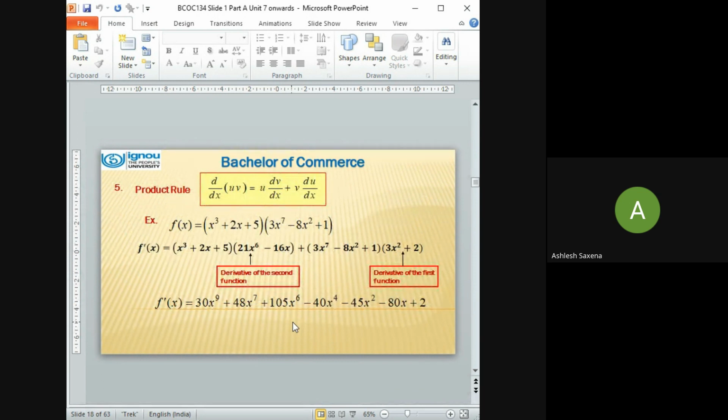Now comes one of the most important parts, that is the product rule. Product rule means two things will be given to you in product apart from the number.